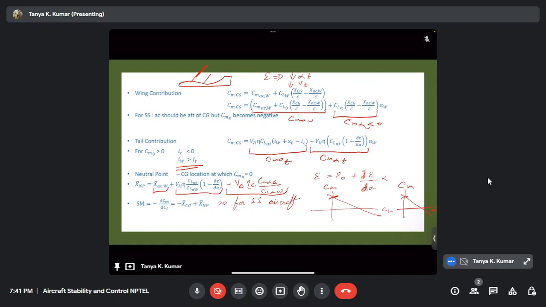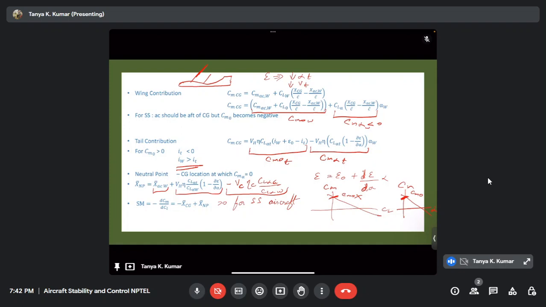Cm naught is this value. This is Cm naught. This is not Cm naught. Correct? Cm naught is the y-intercept of the Cm versus alpha curve, not the Cm versus Cl, although it follows a similar pattern. It is the same only for a symmetric airfoil. Alright, let's go to the next slide.